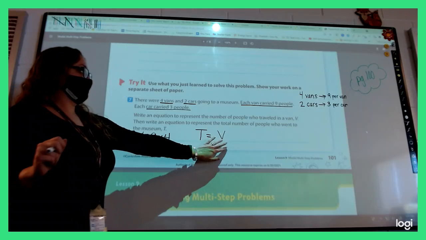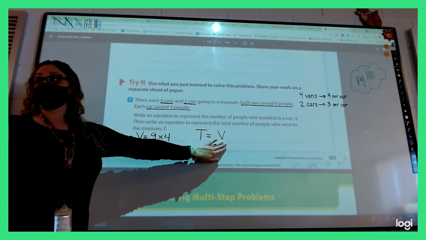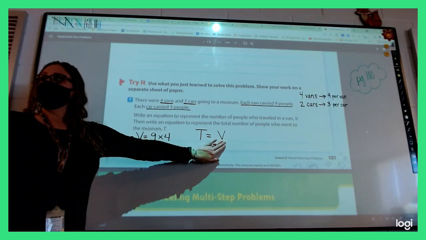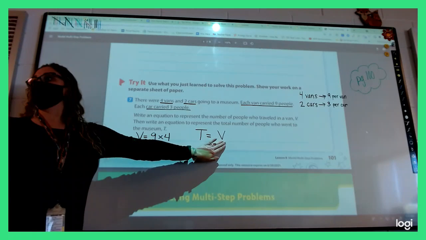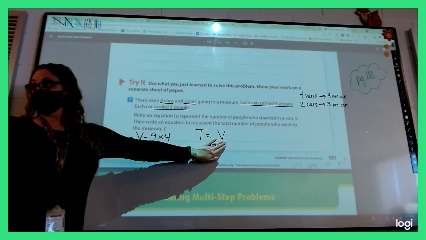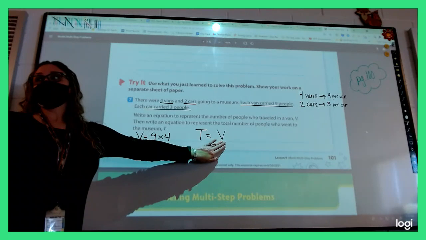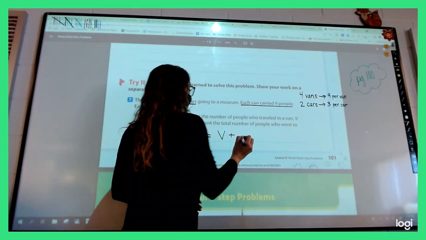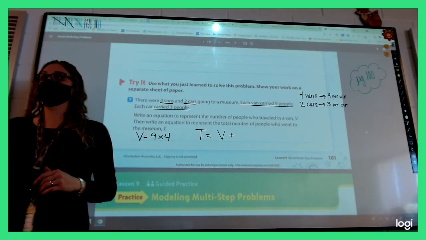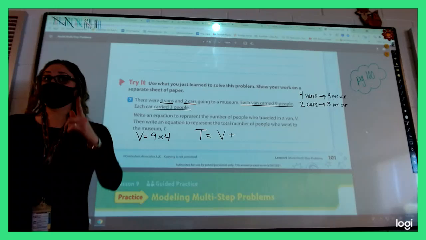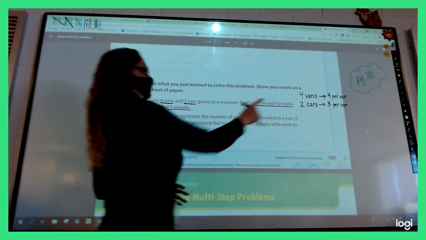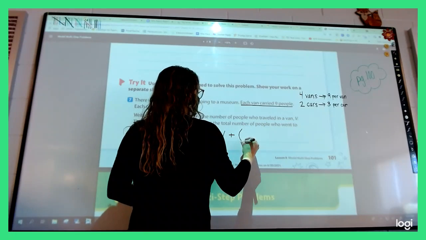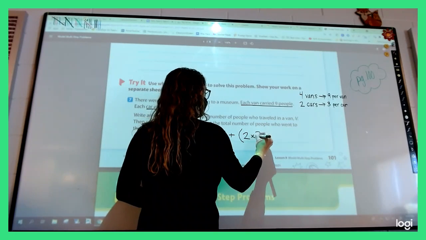So we've got the van people. Who are we not including yet? Cadence? Car people. So are we going to add the car people on, subtract them, multiply them? What do you think? We need to add the car people on. Now how do I find out how many car people there are? Noah? You would do 2 times 3. 2 times 3. I have 2 cars. There are 3 people per car. So we can do 2 times 3.